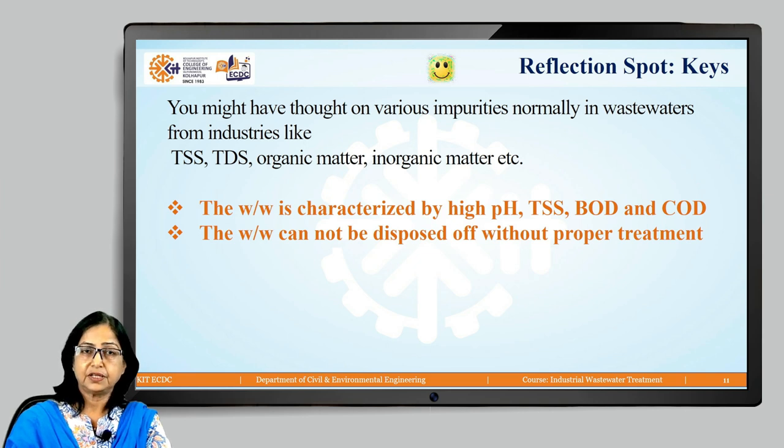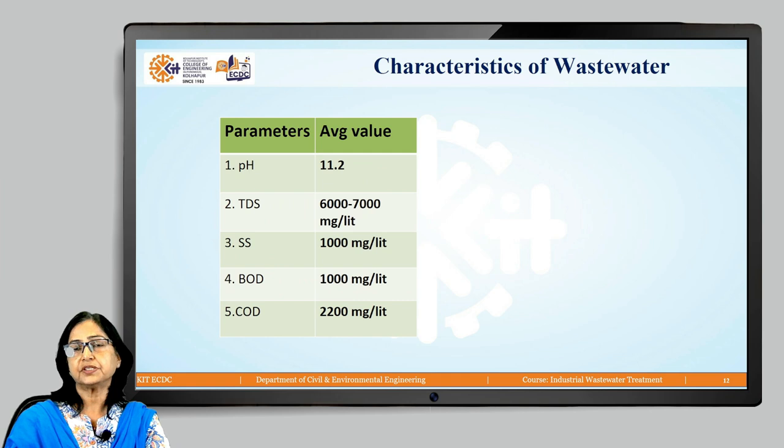Yes, you are right. The wastewater from textile industry is characterized by high pH, as most of the raw material used is alkaline in nature. High suspended solids, because except solids, everything is removed. Then high BOD, because it is organic in nature, the cotton fiber, and COD is also high. This wastewater cannot be disposed of without proper treatment. So, here are the characteristics of wastewater from cotton textile industry. These are the average values of various parameters.